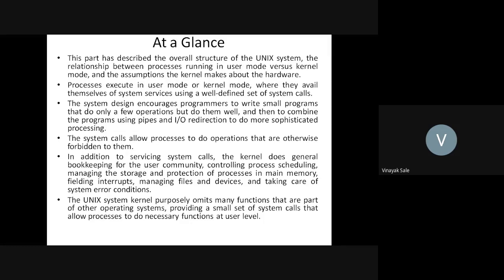The Unix system kernel purposely omits many functions that are part of other operating systems, providing a small set of system calls that allows a process to do necessary functions at a user level.